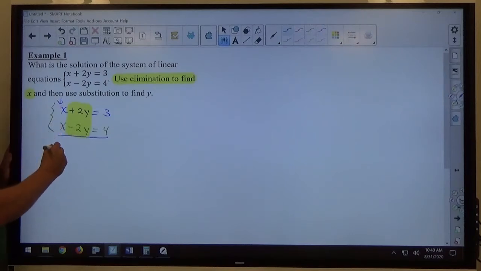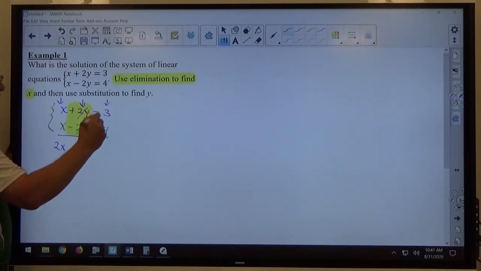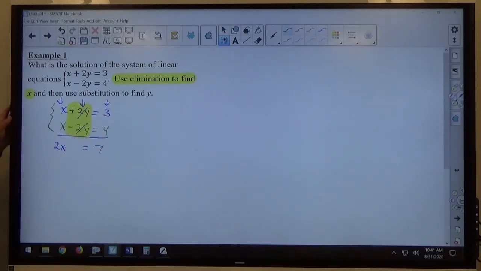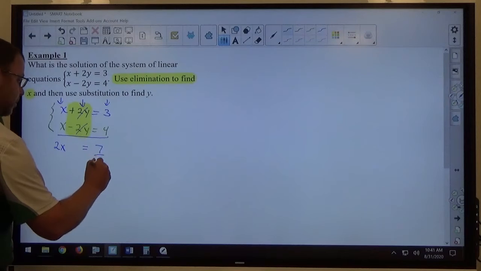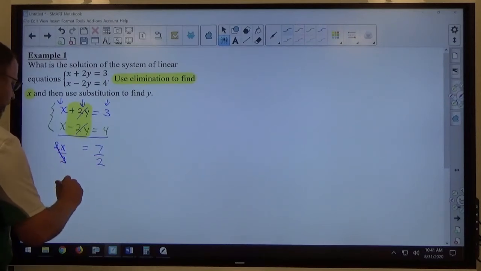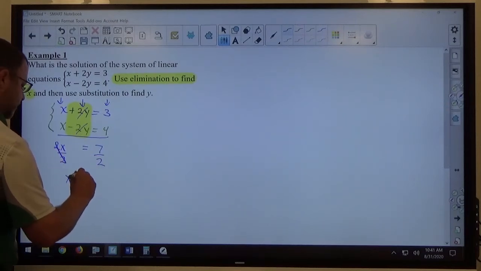1x plus 1x makes 2x. Positive 2y minus 2y cancels. 3 plus 4 makes 7. And if 2x equals 7, to find out what x equals, we simply divide by 2. So x is equal to 7 halves.